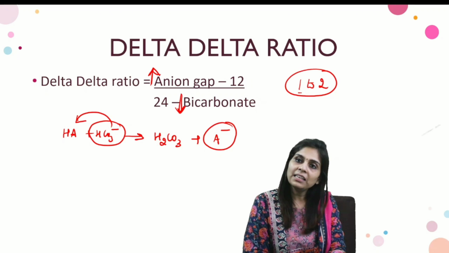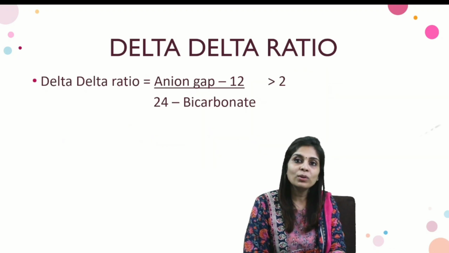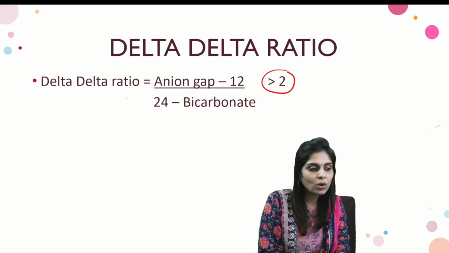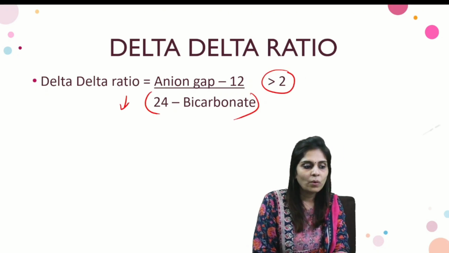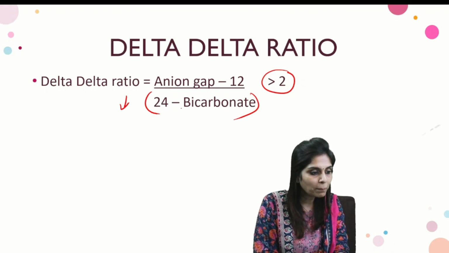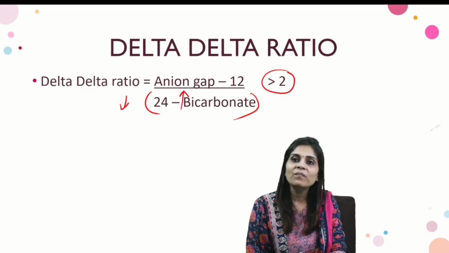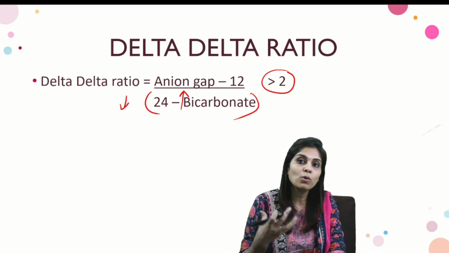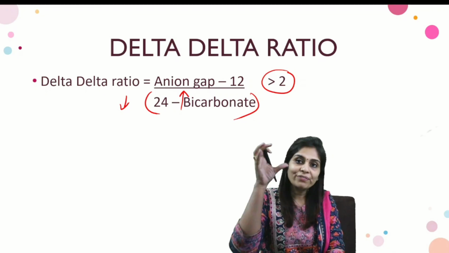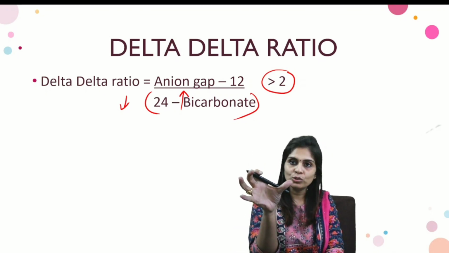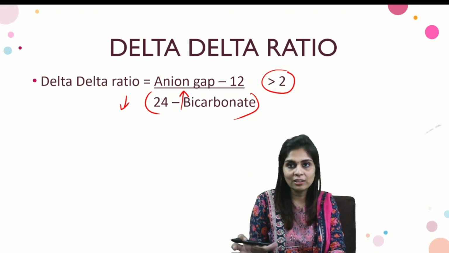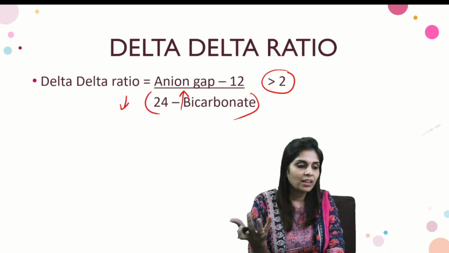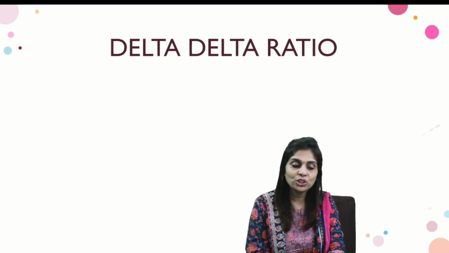So what does it mean when the delta-delta ratio is more than 2? If the delta-delta ratio is more than 2, it means the denominator is low. When will the denominator be low? When the bicarbonate value is high. When will the bicarbonate be high? If bicarbonate is high, you call that condition metabolic alkalosis. So if increased anion gap metabolic acidosis has masked a metabolic alkalosis, in that case the delta-delta ratio will be more than 2. Now what if the delta-delta ratio is less than 1?